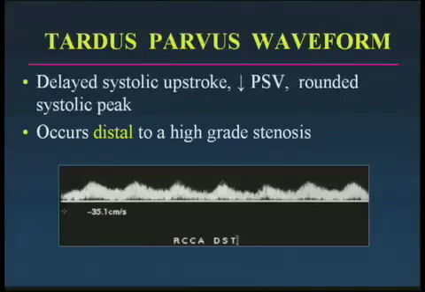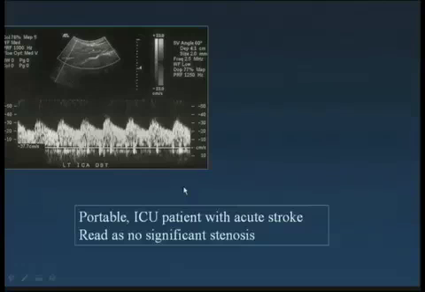The tardus parvus waveform is characterized by a sort of old hill or old mountain kind of appearance, delayed systolic upstroke. You don't see that nice sharp systolic upstroke, decreased peak systolic velocity, and this rounded systolic peak. And this occurs distal to a high-grade stenosis. And so you ought to look at these features before you grade a stenosis, and just remember that you can't 100% rely just on the single number.